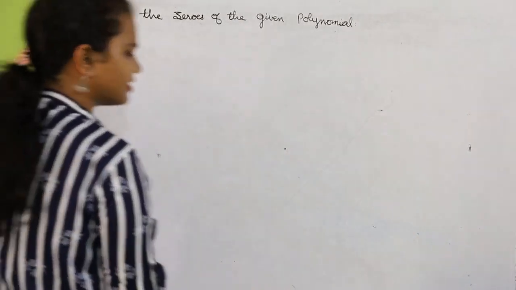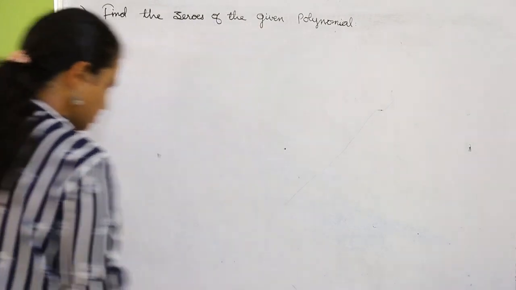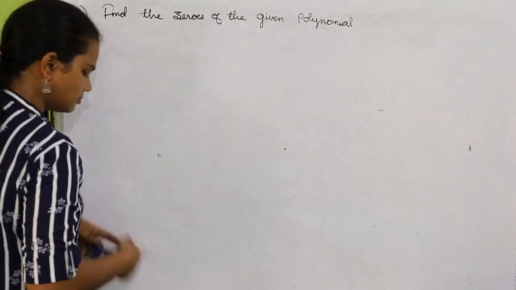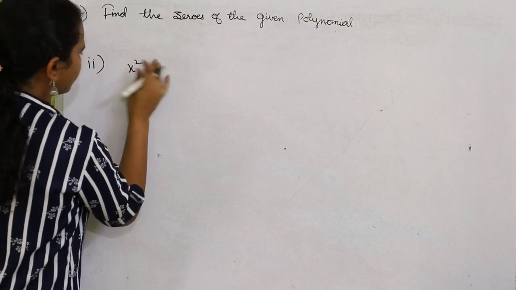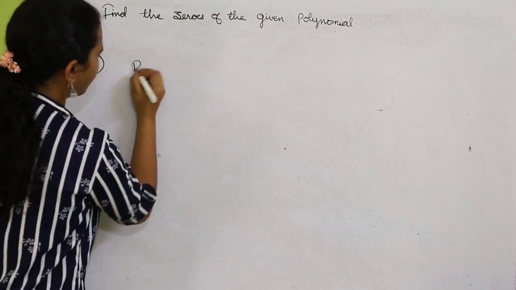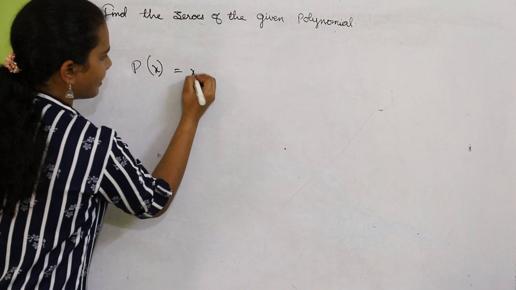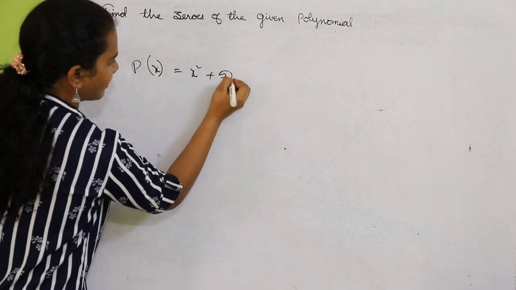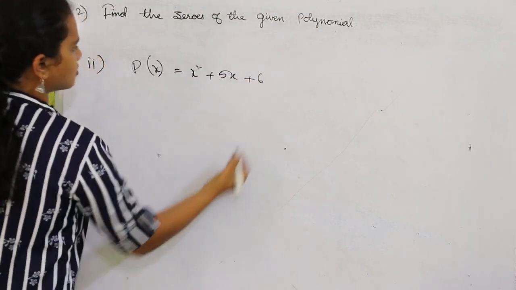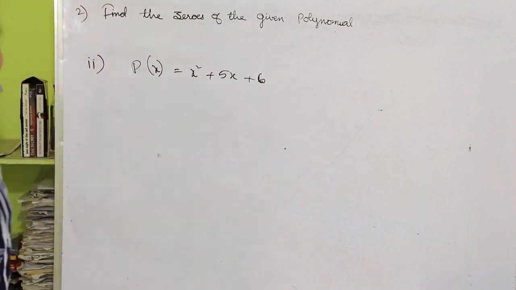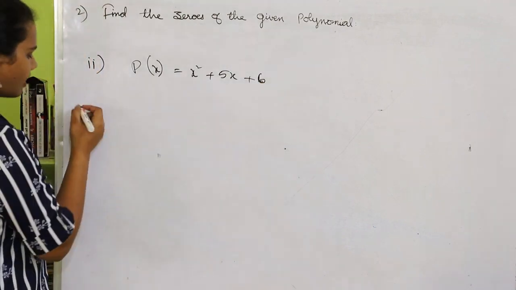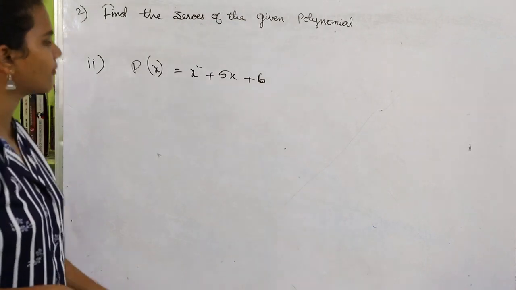Okay, so done with the first one. The second one is what? The second question. Where p of x, let me write down here, the polynomial, right? So p of x equals x square plus 5x plus 6. So this is the given polynomial. Now find the zeros for this given quadratic polynomial.